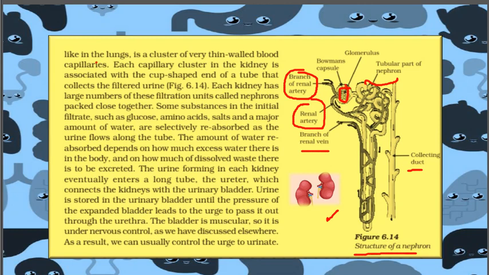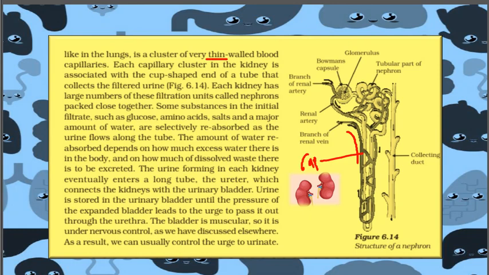Like in the lungs, where we can see the alveoli present in a cluster, in the kidney there is a cluster of very thin-walled blood capillaries. Here you can see these are all capillaries. What do we call these? These are the capillaries, and each capillary cluster is in the kidney.